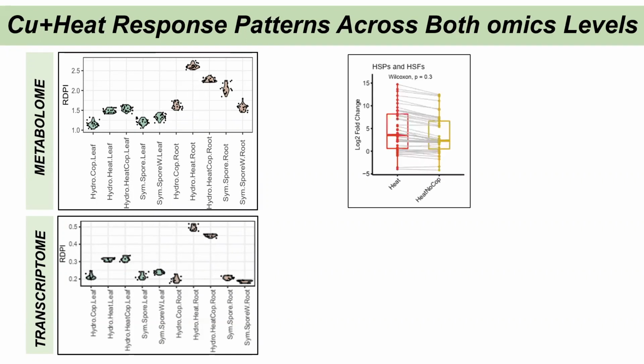I delved into this just a little bit more, looking at heat shock proteins and heat shock factors, which are canonical regulators of the heat response in plants. I charted their expression in the roots under heat versus the roots under the combined heat copper stress. And although there is no significant difference in expression on the whole, we did find that for the majority of heat shock proteins, they are less expressed in this combined stress than in heat alone.